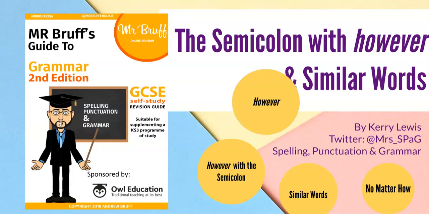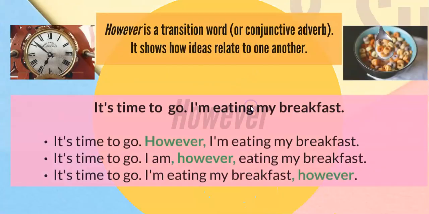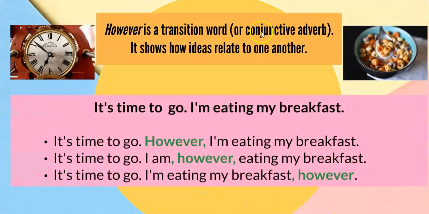Today I'm going to talk about how to use the semicolon with however and similar words. However is a transition word or a conjunctive adverb, and it shows how ideas relate to one another. Let's read these two sentences. It's time to go. I'm eating my breakfast. Both of these sentences make sense by themselves, but we can't see how the ideas connect.